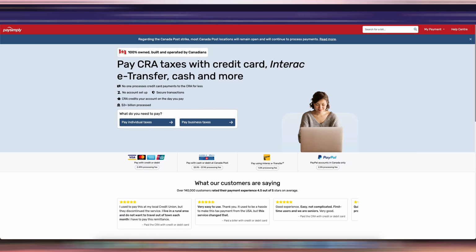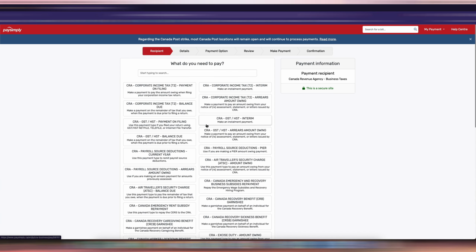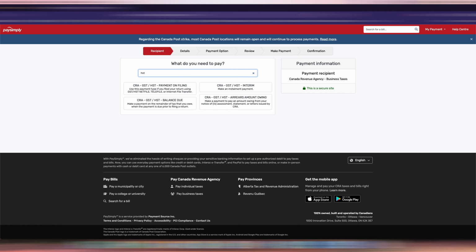Now for this one, which is PaySimply, again, this is like a third party. There's another third party called Plastic and all these other third parties. But I'll show you how to do this because it's really, really easy to do it with PaySimply. So you'll click Pay Business Taxes. And this one, it's easy. You just put HST. And then here, it makes it even easier because it says make an installment payment, right?